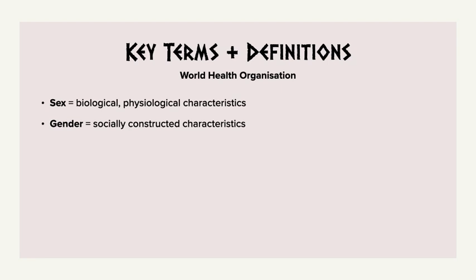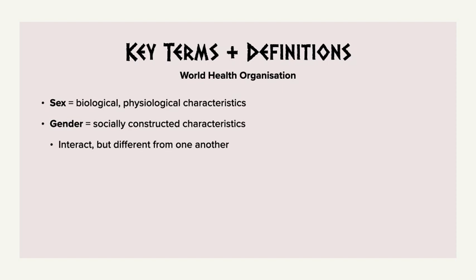Then we also have what's described as gender, and gender is a social construct. So different societies will have different ideas about how many genders there are, what genders are, and what those genders look like. And so these terms interact with one another. Sex and gender can be linked, but it's important to be aware that they are different from one another. And when we're looking at these sort of sociological topics, it's important to be aware of these terms and what their definitions are.